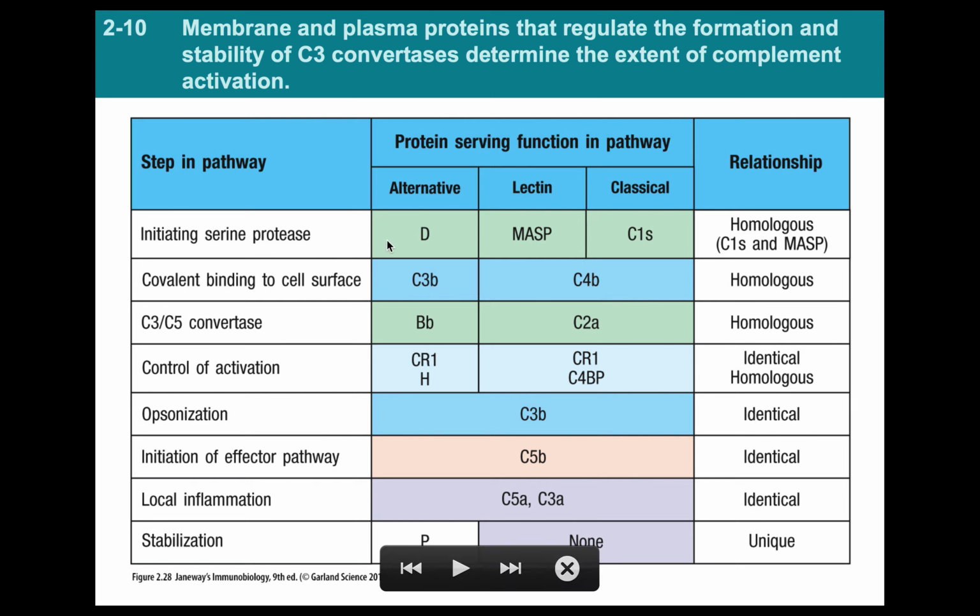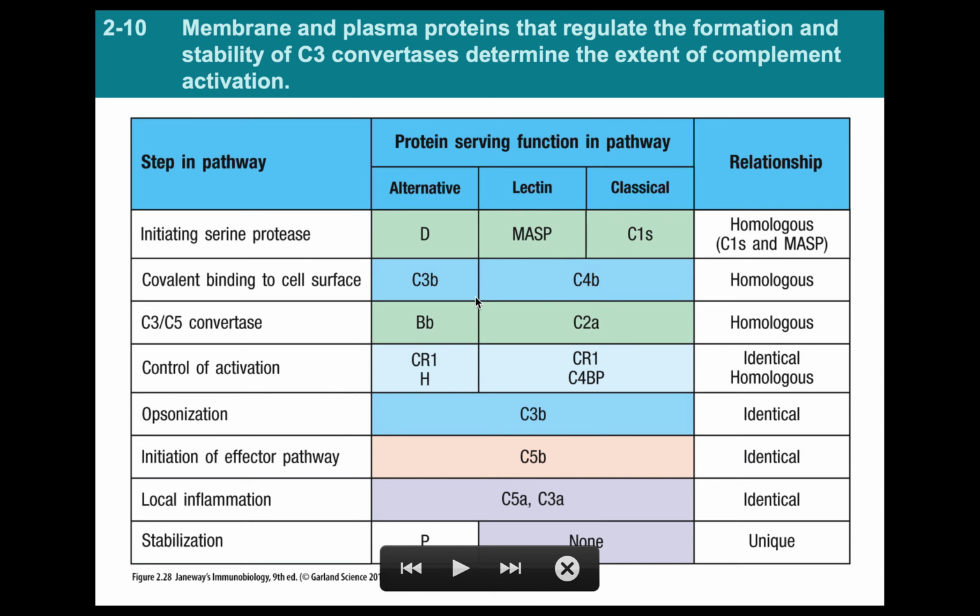And then you also have factor D that can also be an initiating serine protease. And so all these are actually similar looking enzymes, work in similar ways on similar targets. They just have names that would seem to indicate they're quite different, when in reality, not so different. Okay, which component binds to the cell surface? Well, normally it's going to be C4b. That's going to do it.